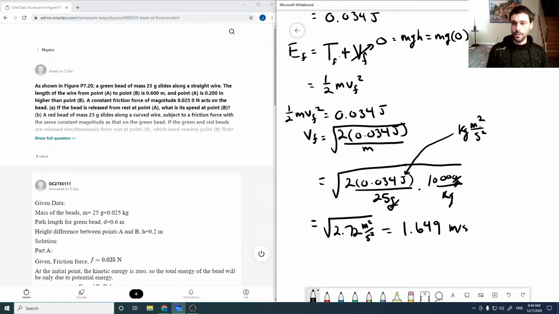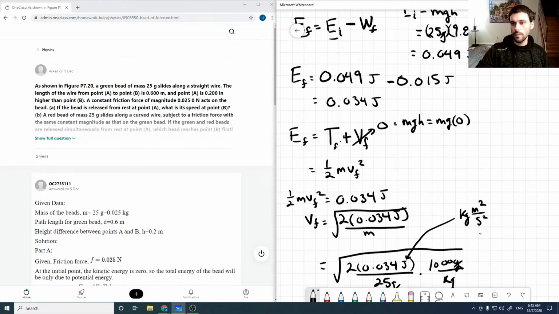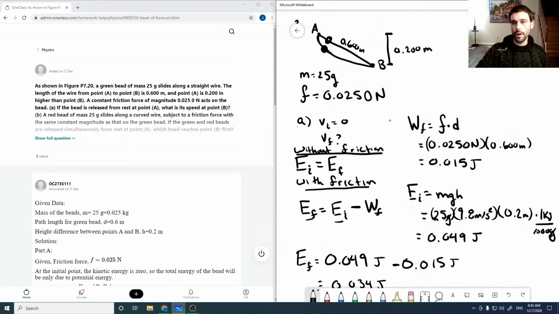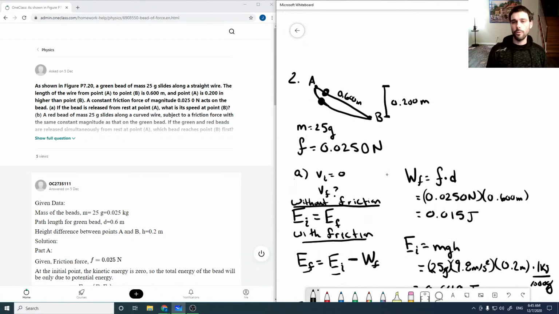Everything's got 3 significant digits, so I guess these should have all been 0, but whatever. So this is 1.65 meters per second with significant digits. So there's our final speed. And then part B of the question just asks, if a bead is released from rest along this path or this path, which will arrive at B faster.